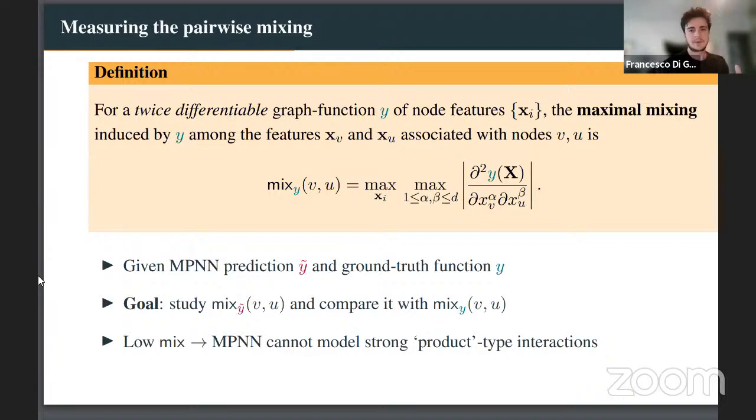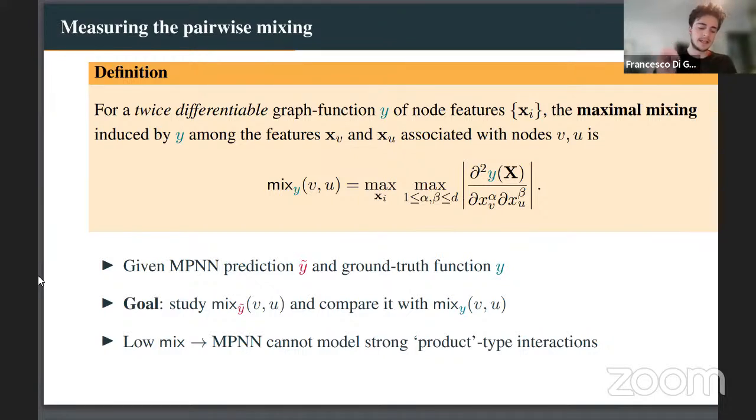So in fact, let's fix this with a definition. Suppose we have a twice differentiable function on the graph. So this is a function of the node features xi. Again, think of the example where you want to predict some form of energy, and the features are, for example, chemical information and positional information of the atoms, right? Then the maximal mixing induced by such a function between the features xv and xu, we define it basically as the maximum over all input features of the maximal entry of the Hessian of y with respect to such features xv and xu.